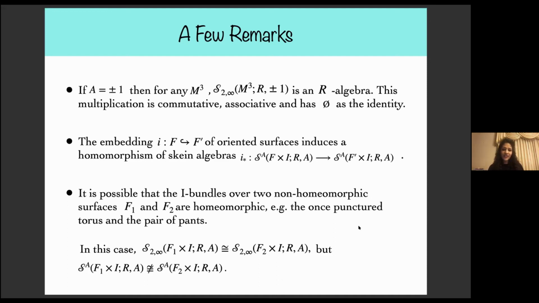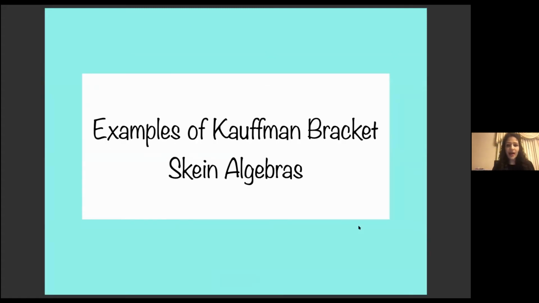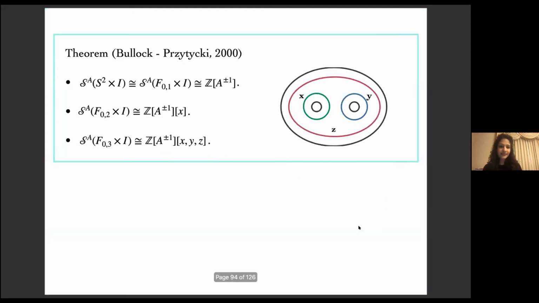And this is really important because when you categorify Kauffman bracket skein modules of surface I-bundles, the categorification for the KBSM of the once-punctured torus and that for the pair of pants are non-isomorphic to each other. So they're not the same. This in fact tells us that when you categorify, you're actually not categorifying the skein module, but rather the skein algebra. All right, so let's discuss some examples of Kauffman bracket skein algebras.